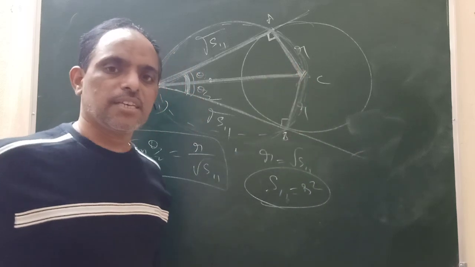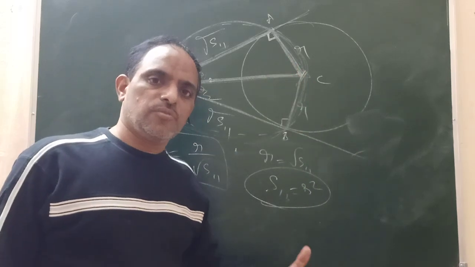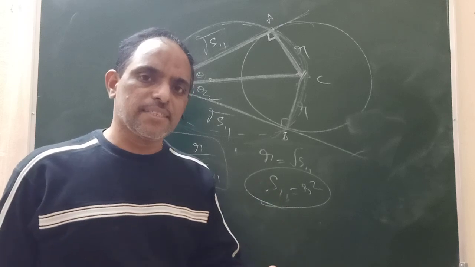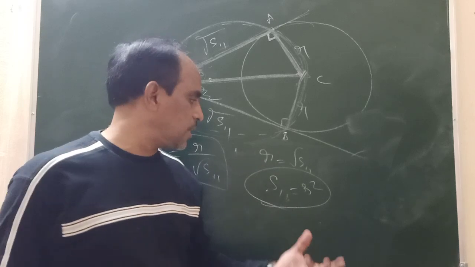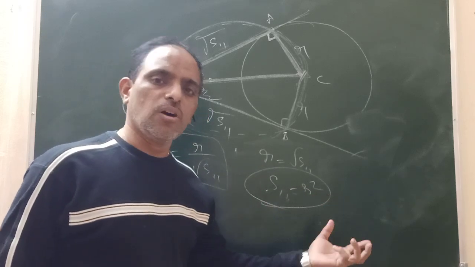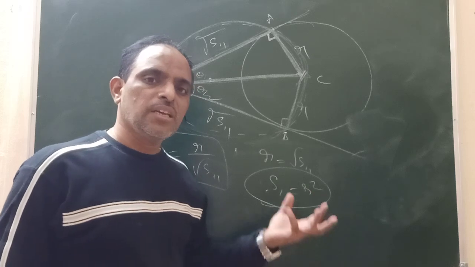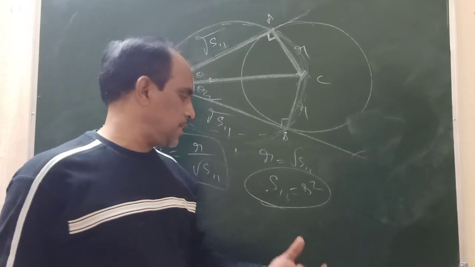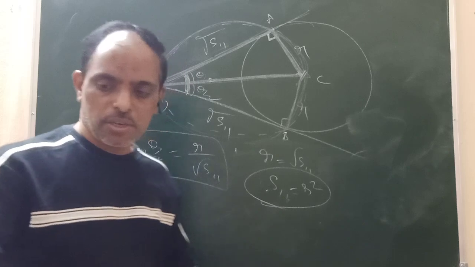So this is the condition for two tangents. If from an external point we can draw two tangents, and those two tangents are perpendicular, then S11 is equal to r square. So this is the perpendicular tangents condition: S11 is equal to r square.